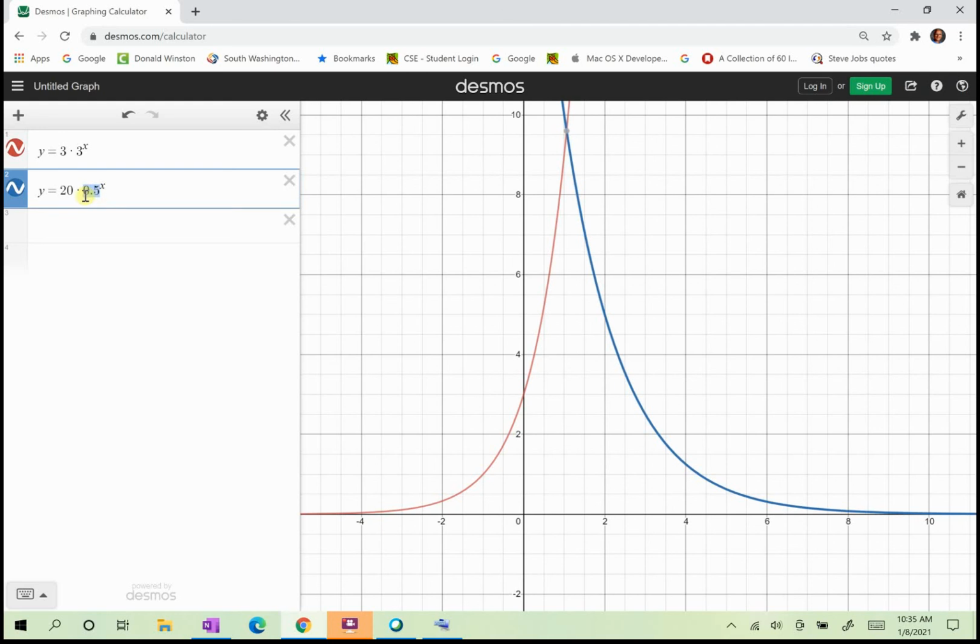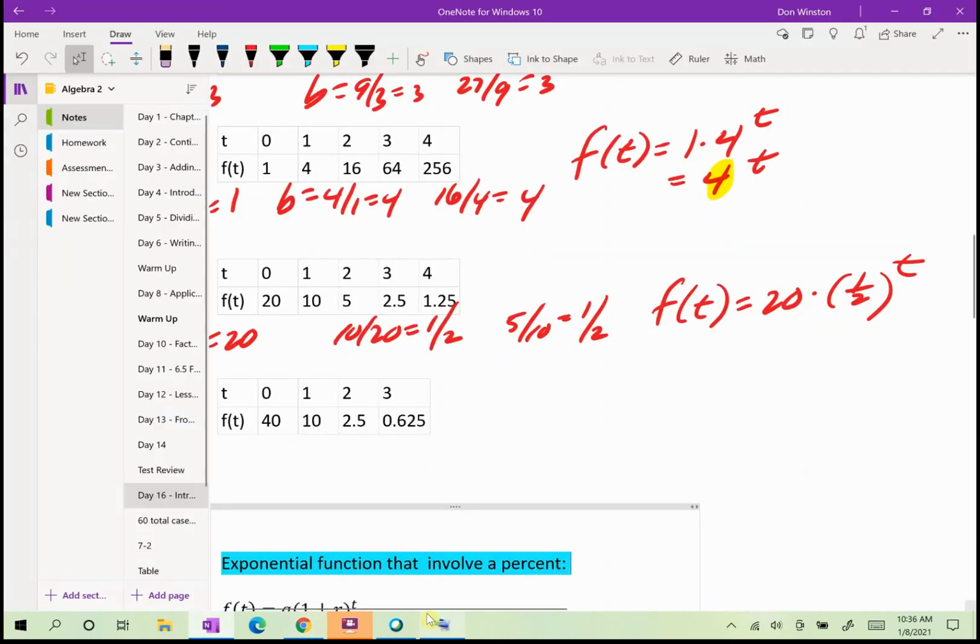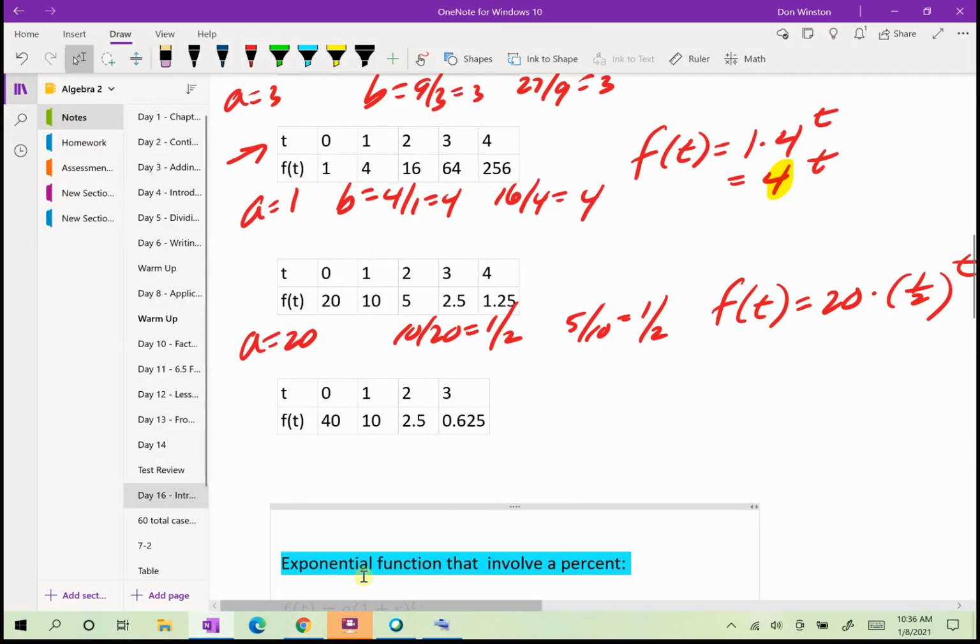Okay, so as long as the multiplier is less than 1, so if I had like 0.02, it's really decaying. As long as it's less than 1, then I'll get decay. And then I have 0.5, I get decay. Okay, and then we'll look at the next one here.